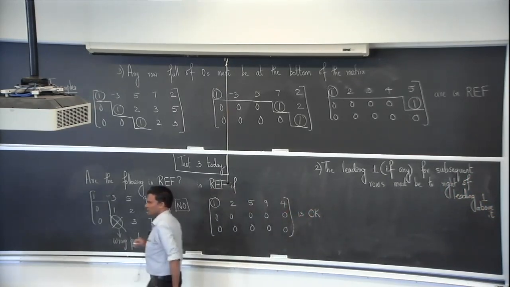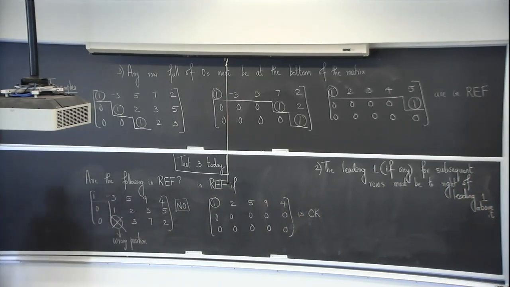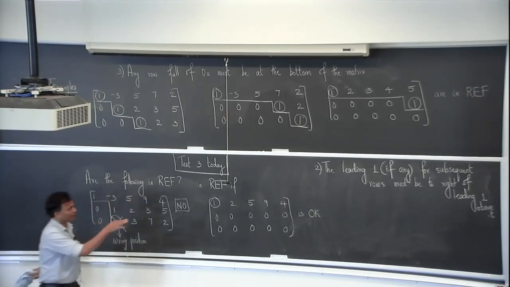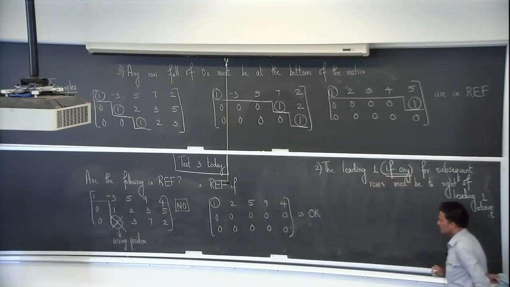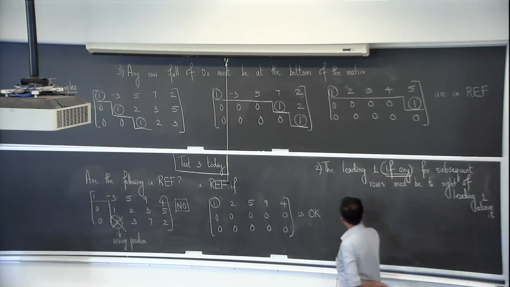Just to be clear, all the rows full of zeros are at the bottom, and the first non-zero entry of any row is 1. Is it clear? The second condition does not require that there be leading ones in all the rows. So this "if any" should be a flexible condition there. All right, what about this one?